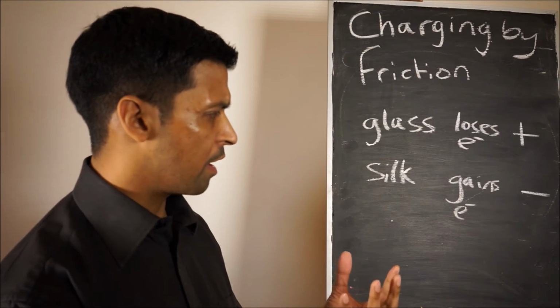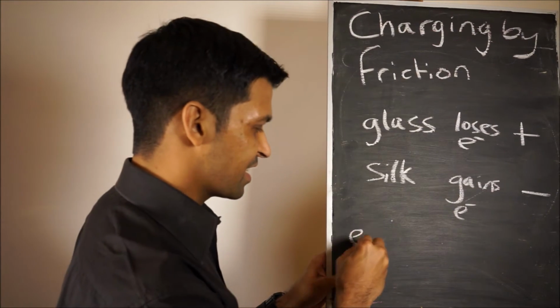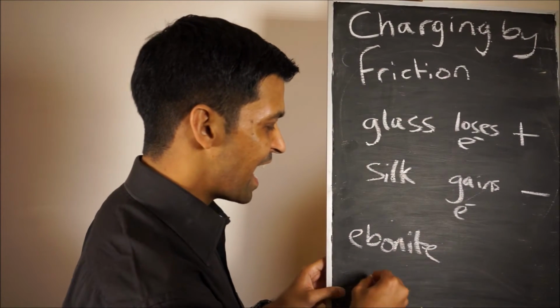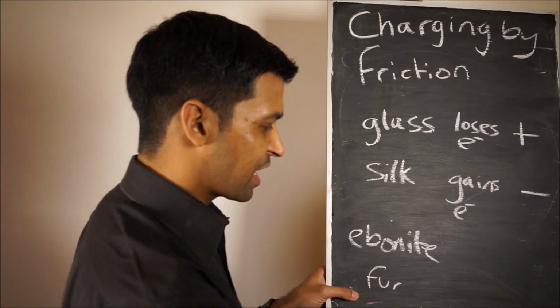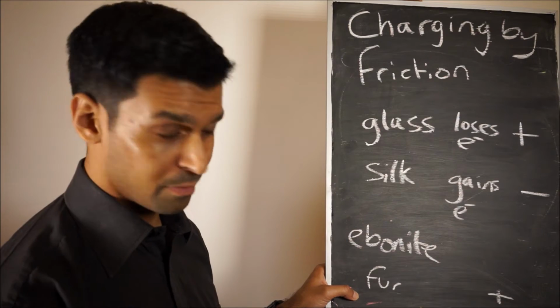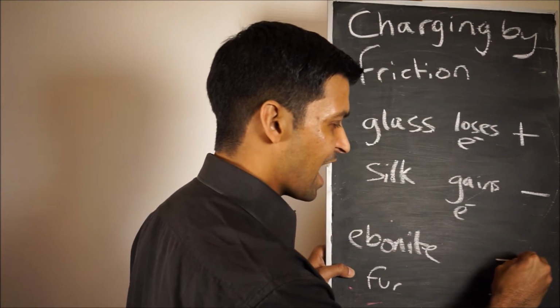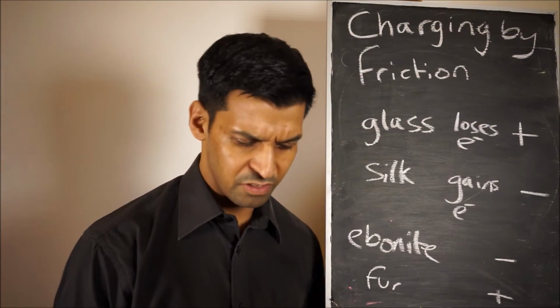Another appropriate pair of objects would be ebonite and hair or fur. Okay, so in this case the fur loses electrons and becomes positive, and the ebonite gains electrons and becomes negative. That's basically it for charging by friction.